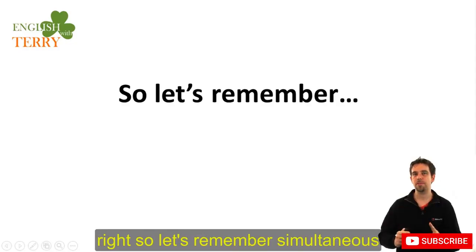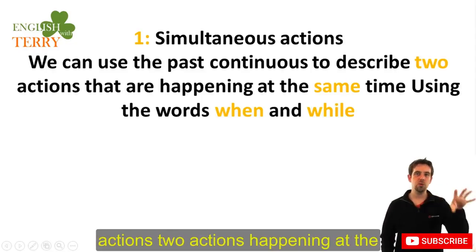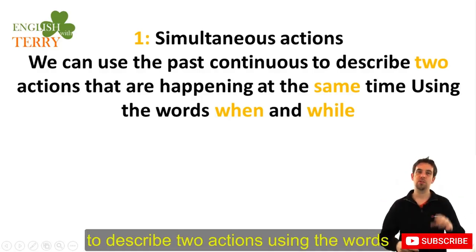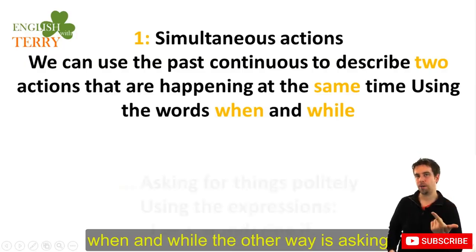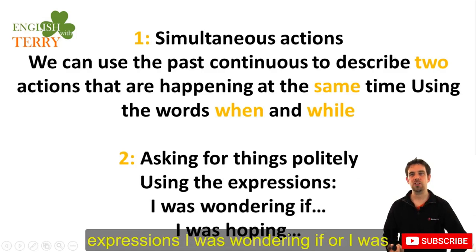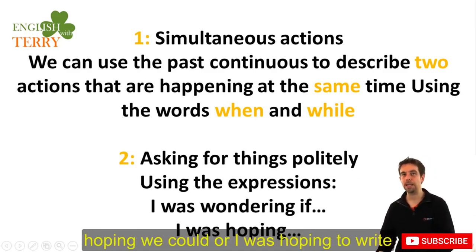So let's remember, simultaneous actions. 2 actions happening at the same time. We can use the past continuous to describe 2 actions using the words when and while. The other way is asking for things politely, using the expressions I was wondering if, or I was hoping we could, or I was hoping to, right?